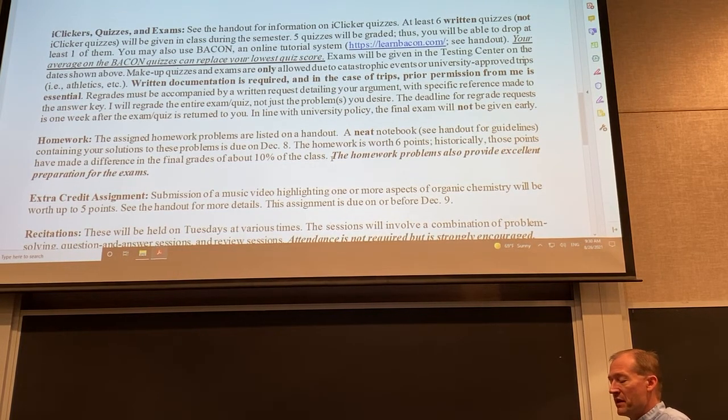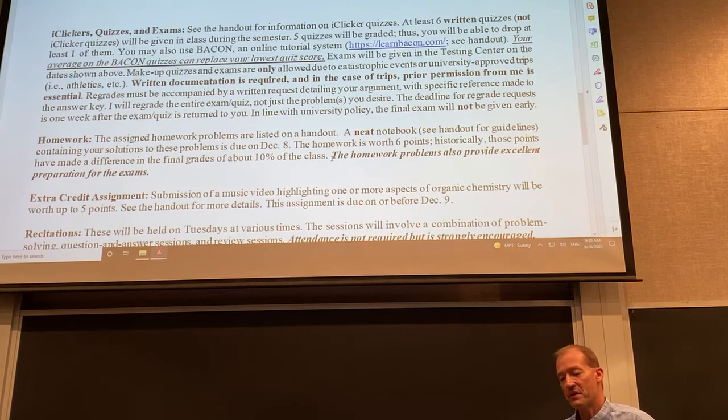But if you do, and there's a very small fee associated, they're run by UCLA. There's a small fee associated with maintaining their servers and their system. But if you register for it and you participate in the BACON quizzes, your average on the BACON quizzes can replace your lowest quiz average. And we'll talk more about that later in the semester as we start to cover those topics. Okay, and then you also see policies for makeups. There are only certain categories where you can make up quizzes and exams, a regrade policy as well.